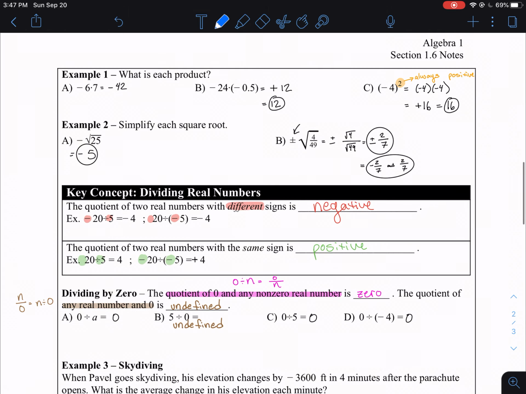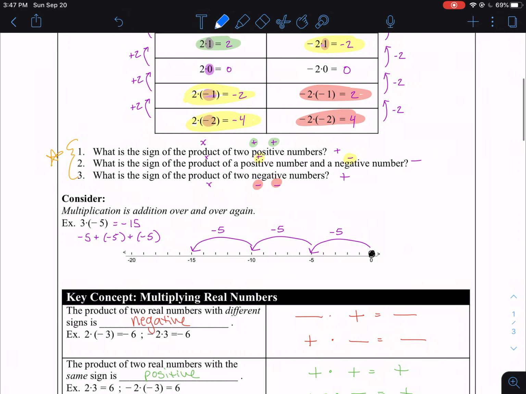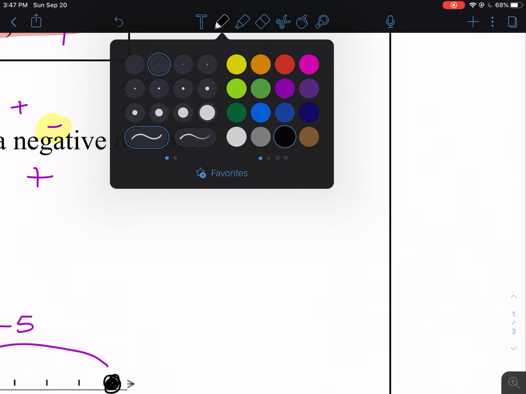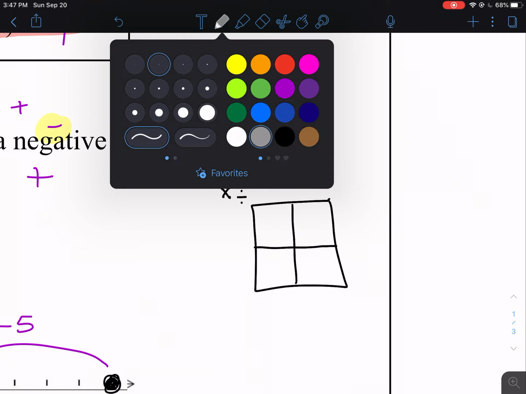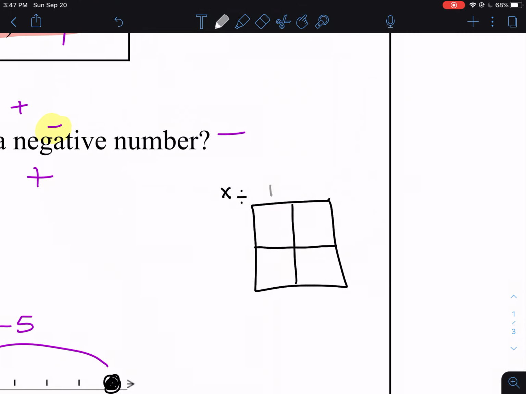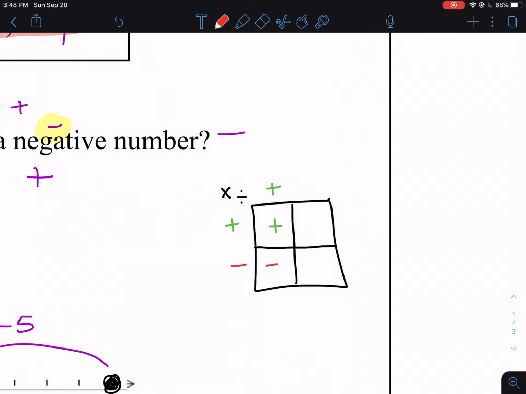So I'm going to show you a cute little shortcut real quick of our lesson for the whole day. I'll put it right here. Here's a table that my teacher taught me when I took Algebra 1. Okay, if we're multiplying and dividing, then remember this. A positive times a positive is a positive. A positive times a negative is a negative. A negative times a positive is a negative. And a negative times a negative is a positive.